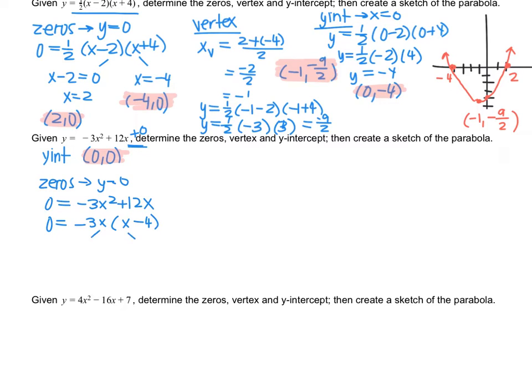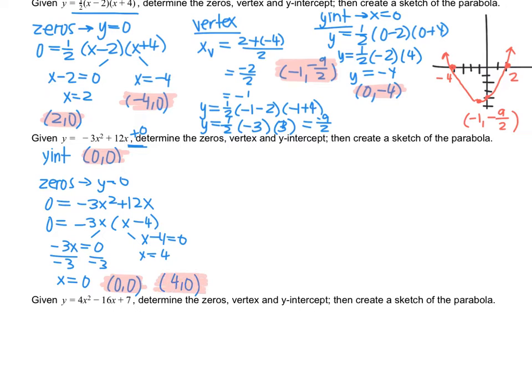And now we can branch off and solve. So be careful with that x that was a common factor. You want to set -3x equal to 0. And when you divide both sides by -3, you get x equals 0. So the first 0 is at the origin. And the next one, we set x minus 4 equal to 0 to get +4. And you don't have to show that step. I am just showing it in case you need it.